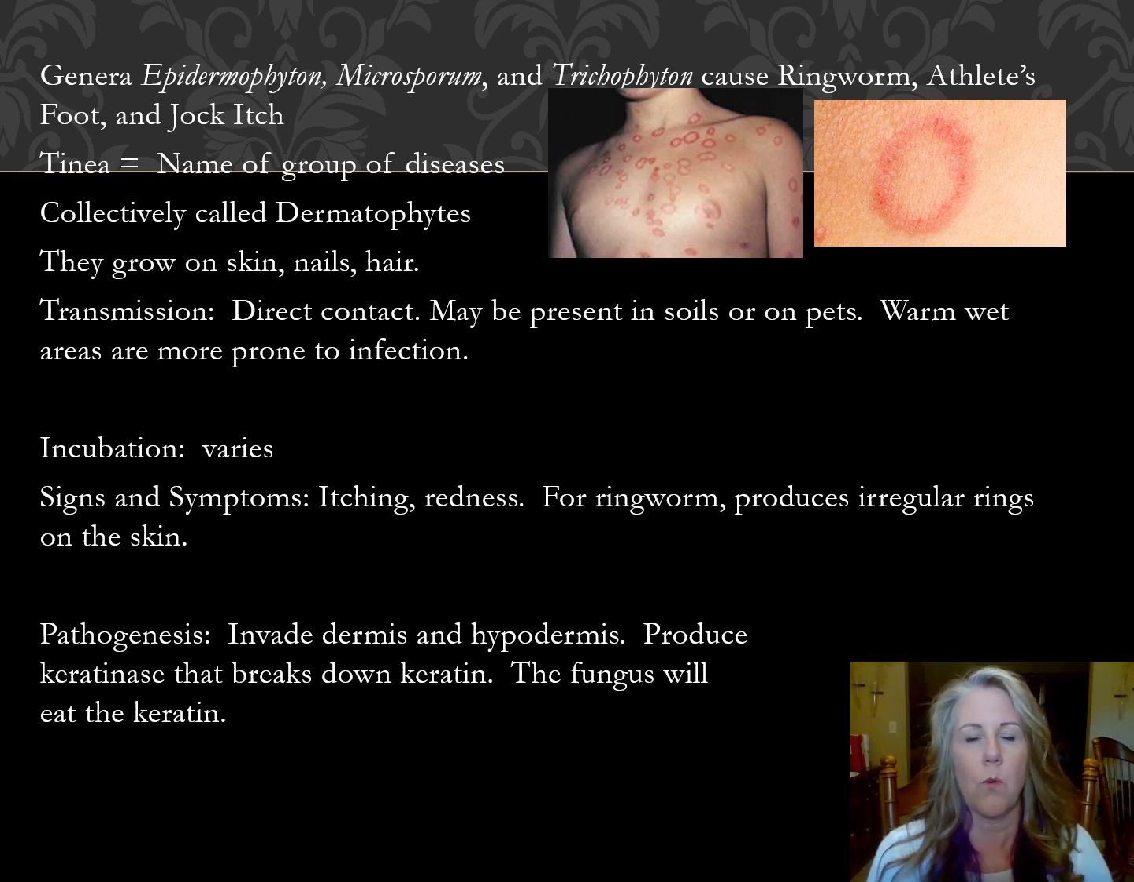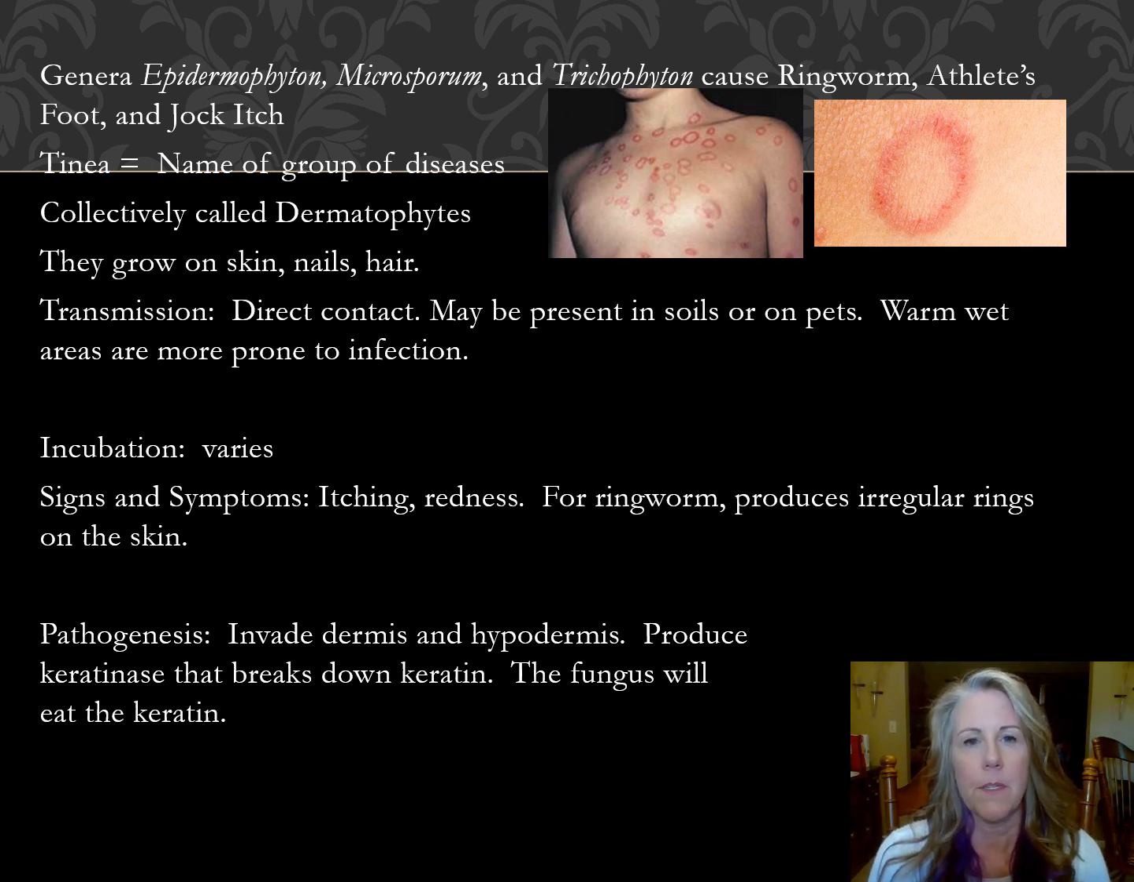Warm, wet areas of the body are more prone to infection by fungi, and that is just in fungi in general. Now, incubation varies for fungi. We can't narrow it down like we do some other types of organisms. Signs and symptoms: a lot has to do with the inflammatory response. So itching, redness, erythema.